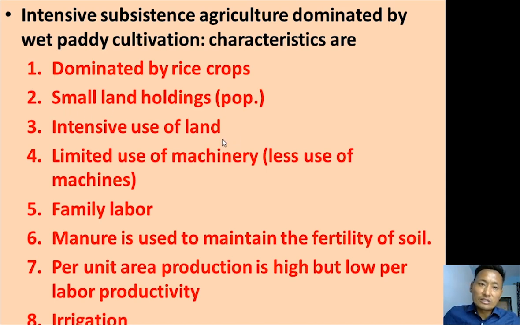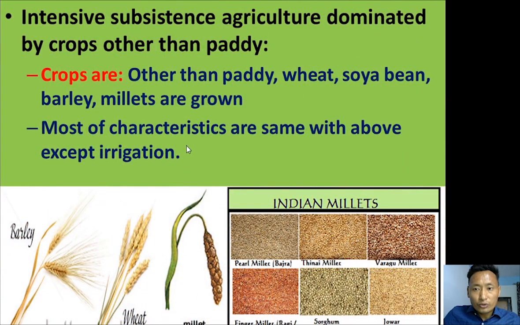Other characteristics are the same. Small land holding because of the large size of population. Intensive use of land, same. Limited use of machinery. Most of the agricultural activities are done with family labor. Manure is used. Again, this one is the same. Here they use less irrigation.